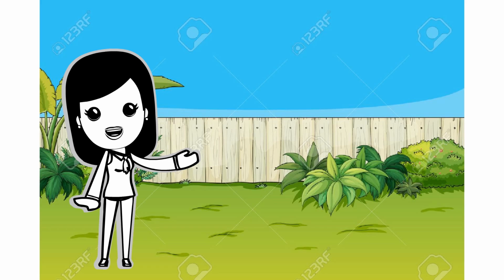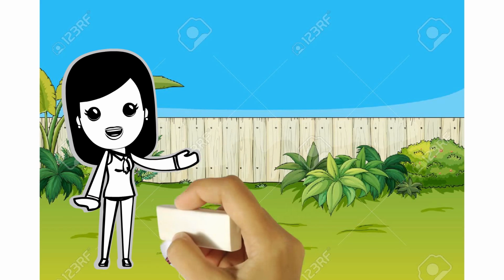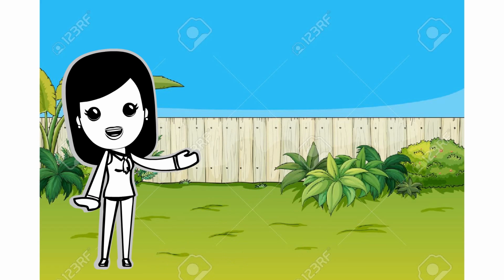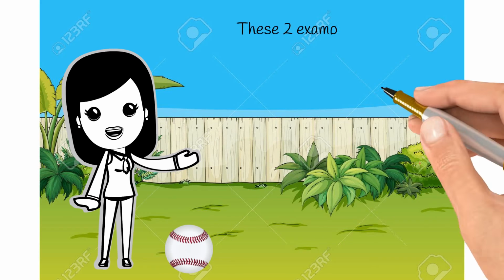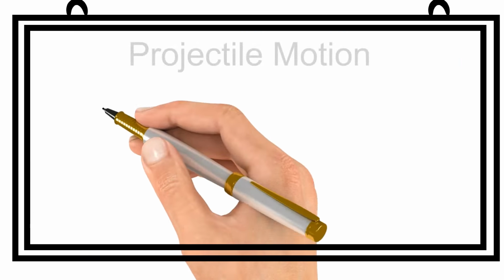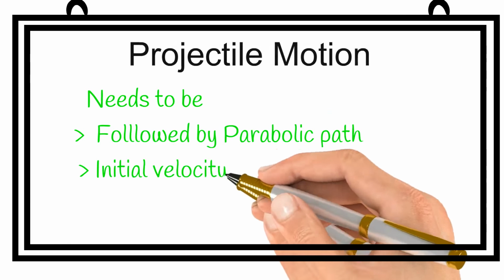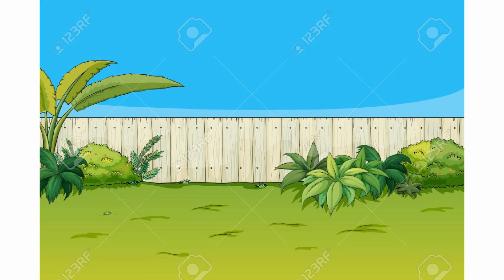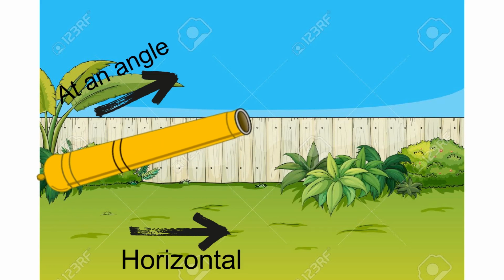Let's take an example. If we throw the ball upward, it will go upward and then simply downward. And if it's simply dropped, it will go downward. These two examples are not examples of projectile motion. Projectile motion needs to follow a parabolic path, starting with an initial velocity. In other words, it will start moving either horizontally or at an angle.